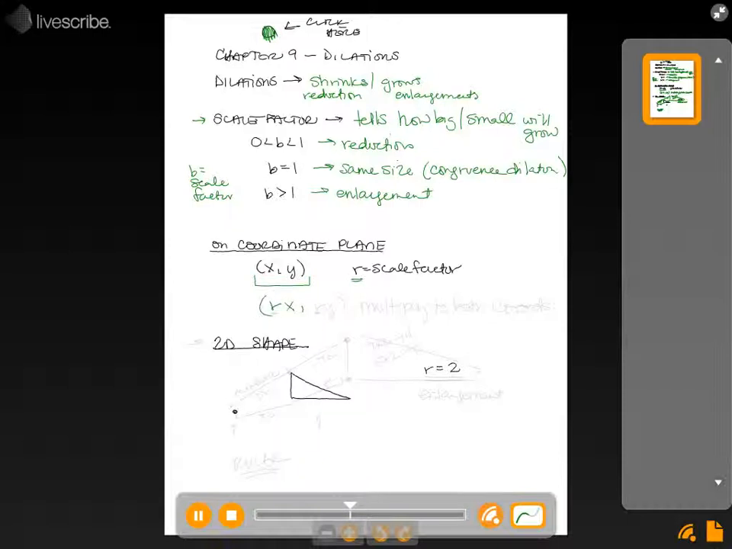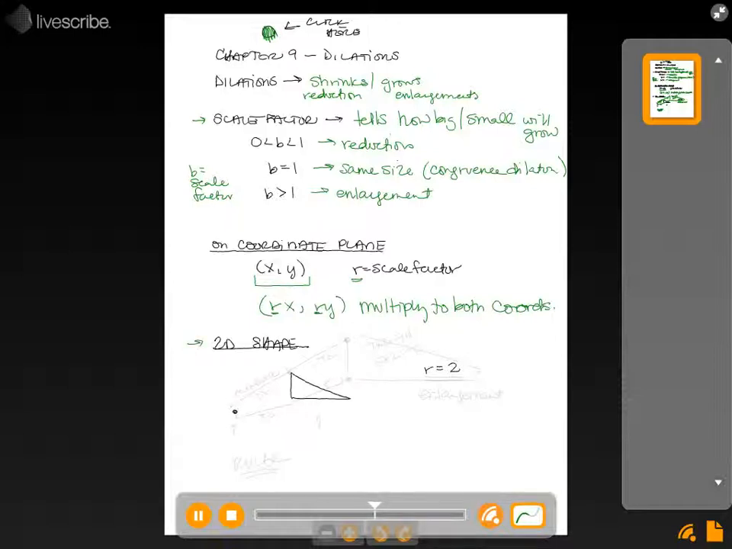We multiply the scale factor to both coordinates. Has to go to both. If we only multiply it to 1, we don't get a dilation. It's either going to shrink, or it's either going to grow lengthwise, or it's going to grow widthwise, up and down. Okay, it'll grow left and right or up and down. It won't grow both directions the same way. So that's important. Okay, so on a coordinate plane, we multiply the scale factor to both coordinates, x and y, in all of the points we have.